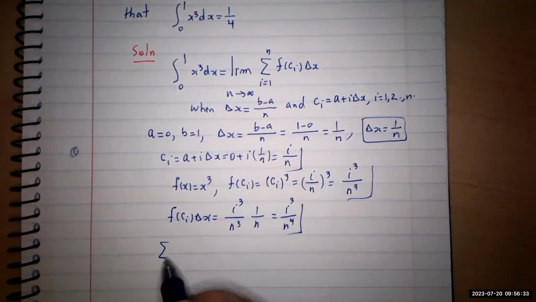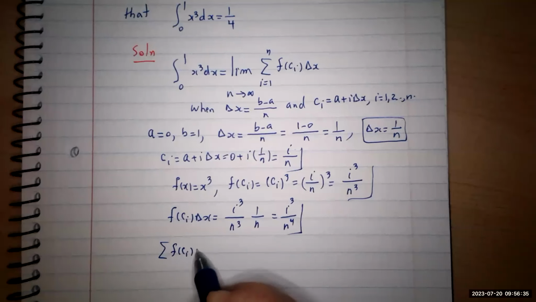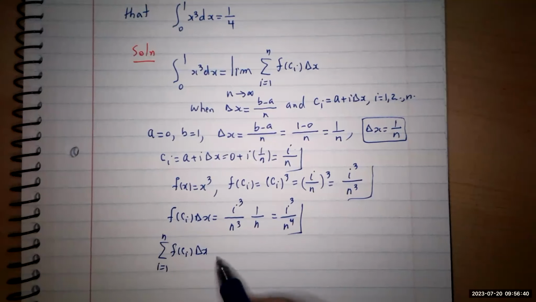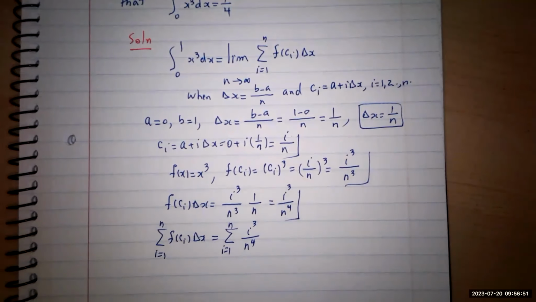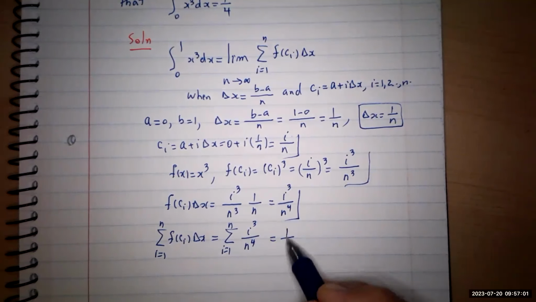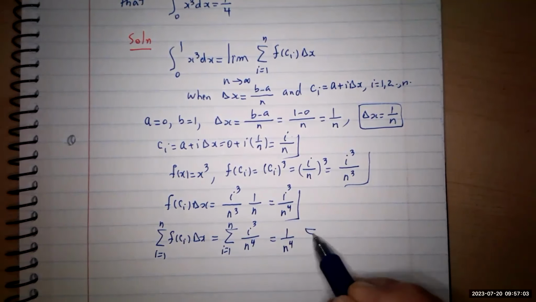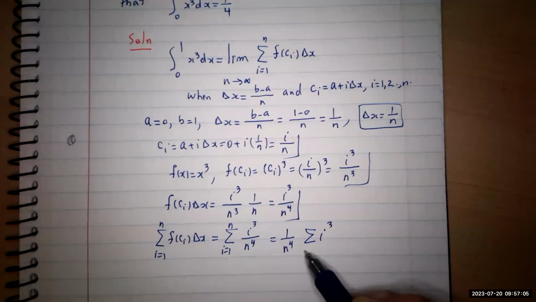So what's going to be the sigma of f of c_i delta x, i from 1 to n? This is going to be the sigma of i cubed over n to the 4th, i from 1 to n. You have to simplify this sigma. Anything other than the i is going to be constant, so you bring it out: 1 over n to the 4th. Left over is sigma of i cubed. That's it.